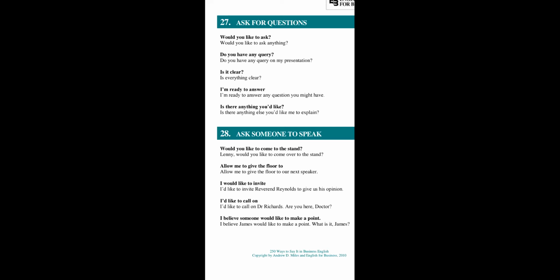Allow me to give this floor to our next speaker. I'd like to invite Reverend Reynolds to give us his opinion. I'd like to call on. I believe someone would like to make a point. When you are asking someone to speak, give the chance to a person to speak.